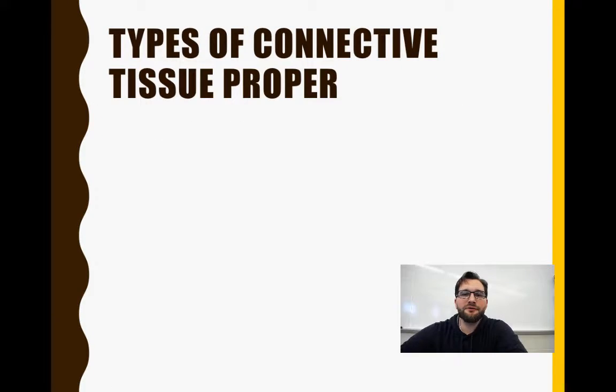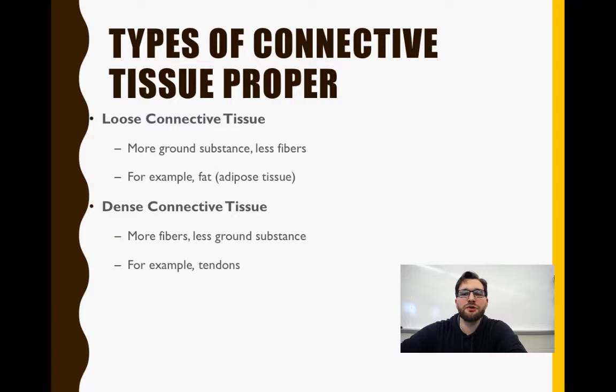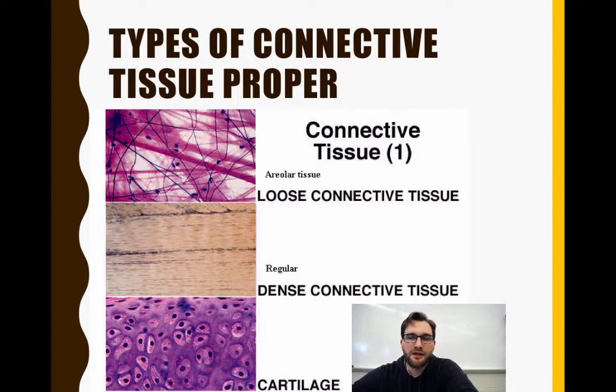Now we're going to look at the difference between loose connective tissue and dense connective tissue. With loose connective tissue, there's more ground substance and less fiber. Examples of this would be fat tissue or adipose tissue. Dense connective tissue usually has more fibers, less ground substance. An example of dense connective tissue would be your tendons. So we can see images of each of these here.